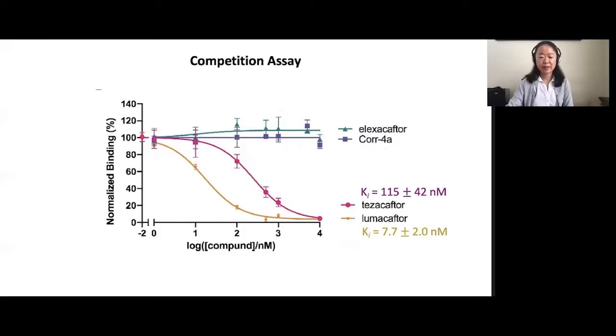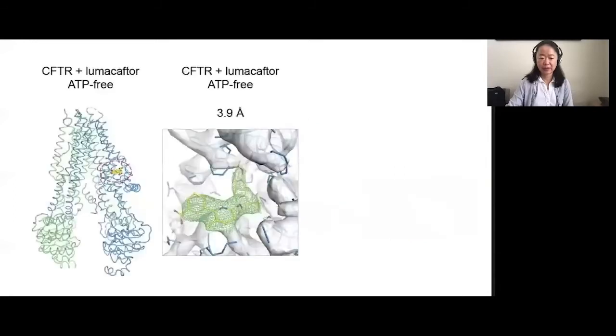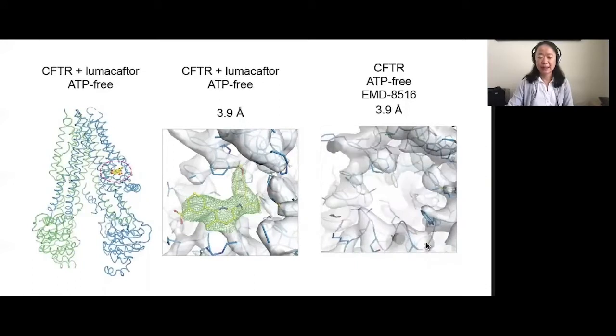So with this information, we went ahead and determined the structure of CFTR in complex with lumacaftor in both ATP-bound conformation and dephosphorylated ATP-free conformation. In the absence of ATP, the structure was determined to about 4 angstrom, and a prominent density is observed that is consistent with the shape of lumacaftor. This density is absent in the map that's obtained in the absence of the drug, which is shown here.